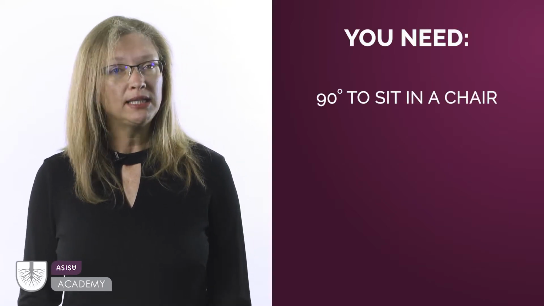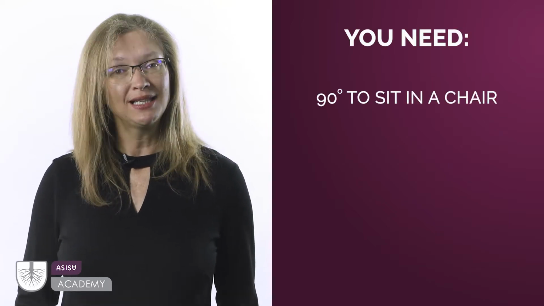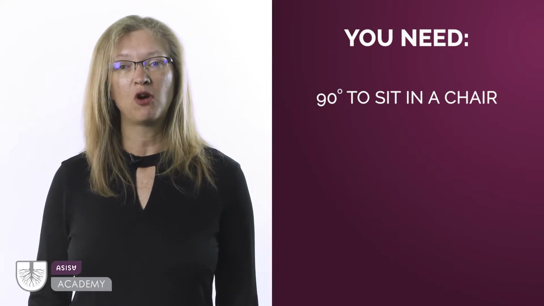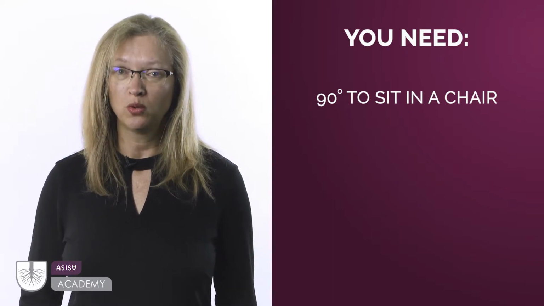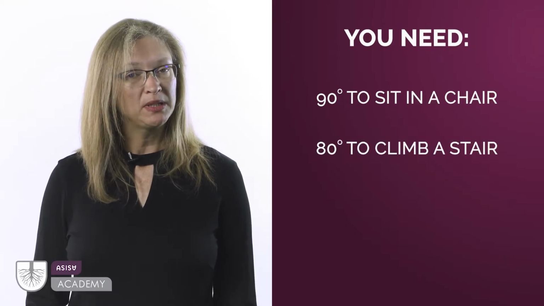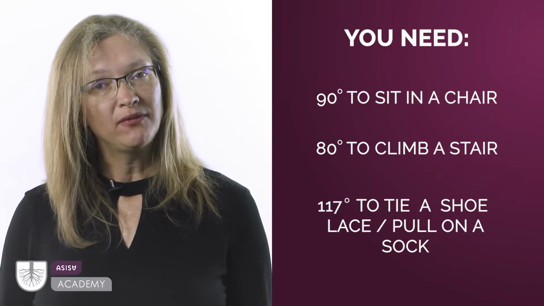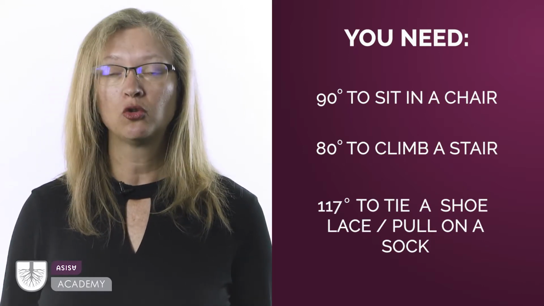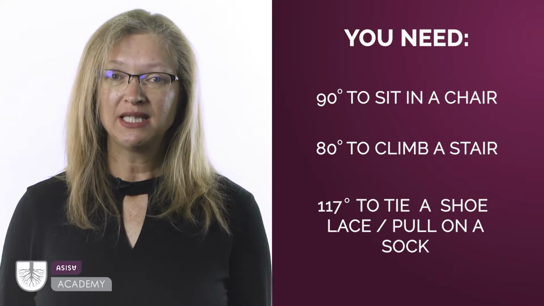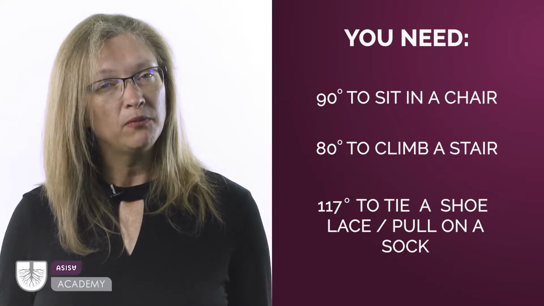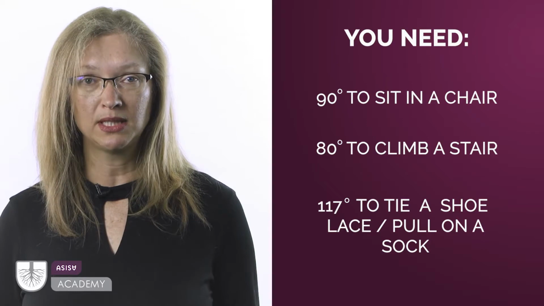So you need 90 degrees of flexion to be able to sit and stand up comfortably from a chair without resorting to awkward maneuvers. You need 80% of flexion in your knee to be able to climb a stair and 117 degrees to tie a shoelace or pull on a sock. Obviously, it also requires some hip flexion and forward flexion of the lower spine. So this shows that less than normal can still be functional. And this principle applies to every joint.